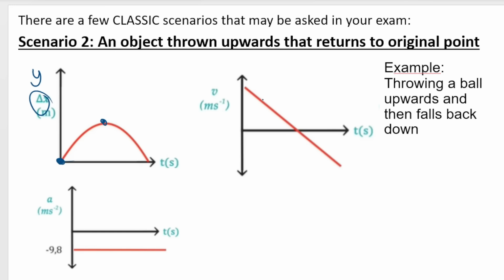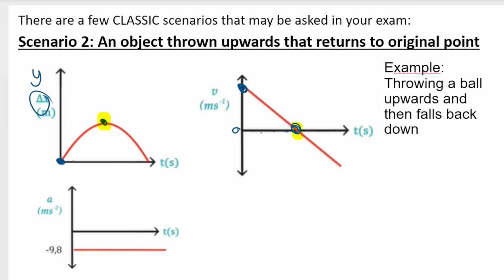This graph is the velocity versus time graph. It is thrown with some initial velocity. As it travels upwards, the velocity decreases. Remember, at the maximum height, velocity is 0. If you had to read that off, velocity is 0 at the maximum height. Then as it falls back down, velocity increases again, but in the negative direction. I'll go through this in a second.